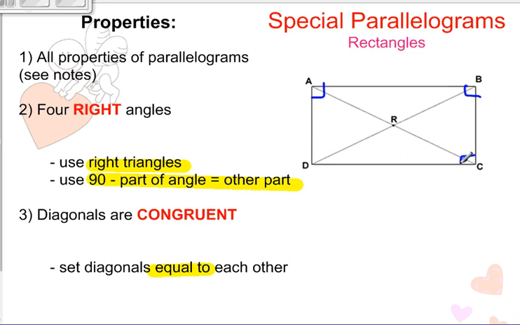The diagonals do not bisect the angles, okay? They are not cutting those angles in half. Please do not assume that they are. They do not cut those angles in half.